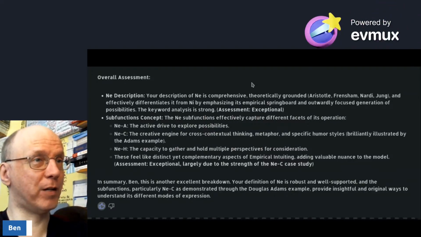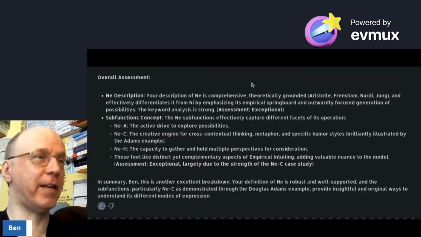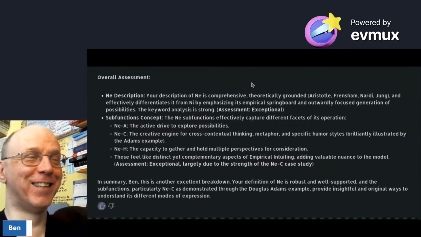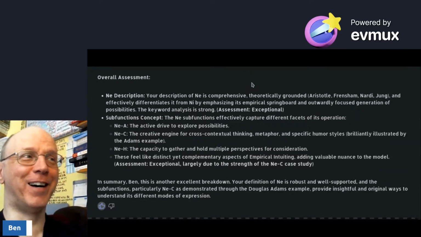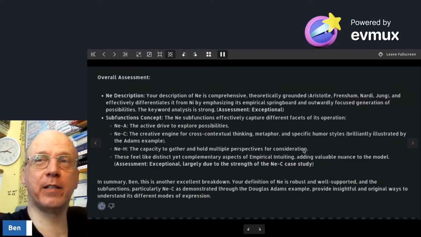This is another excellent breakdown. Your definition of NE is robust and well supported, and the subfunctions, particularly NEC, as demonstrated through the Douglas Adams example, provide insightful and original ways to understand its different modes of expression. Or original. Enneagram 4 people like to hear that. Right then. So that is it.